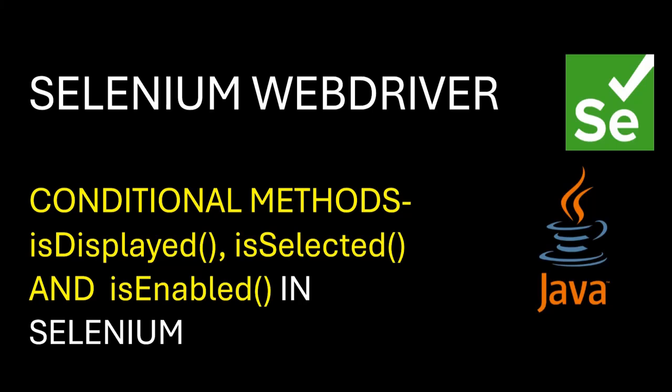In this video, let's talk about conditional methods which are isDisplayed, isSelected and isEnabled method in Selenium.